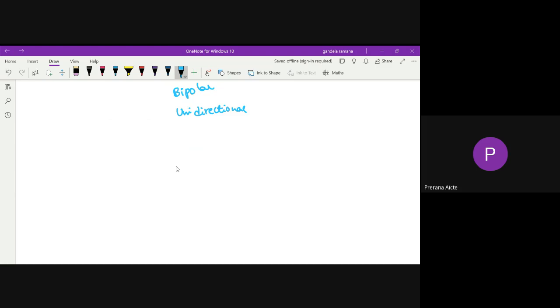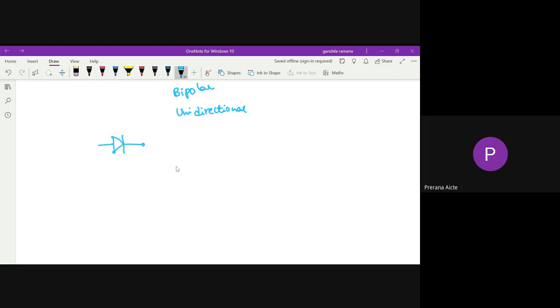So diode is unidirectional. We know very well the symbol of a PN junction diode. This is the symbol of a PN junction diode. So why is the symbol like this? In electronics, we follow the conventional current.